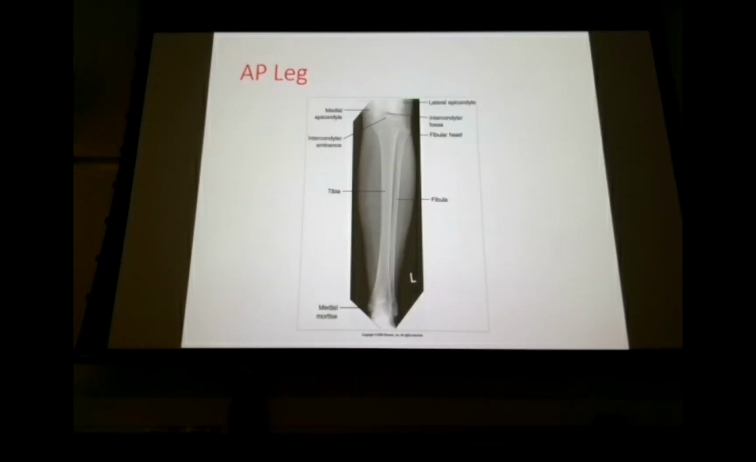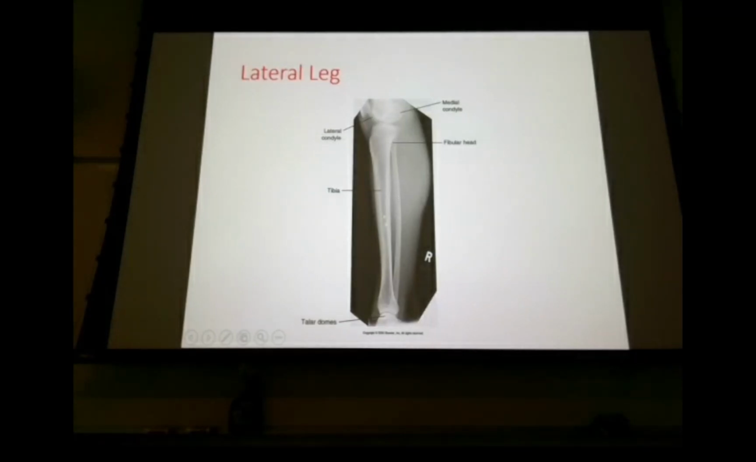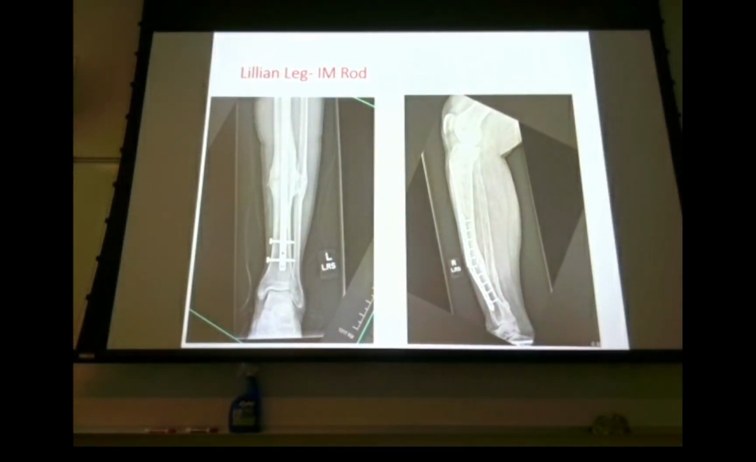So AP. Notice we have superimposition proximal and distal. Lateral, we also have superimposition proximal and distal. We've already dealt with the distal superimposition. We can get a good view of that lateral malleolus with our 45-degree oblique. So we've got to do something to be able to visualize proximally. And that doesn't get to us until we get to the knee.